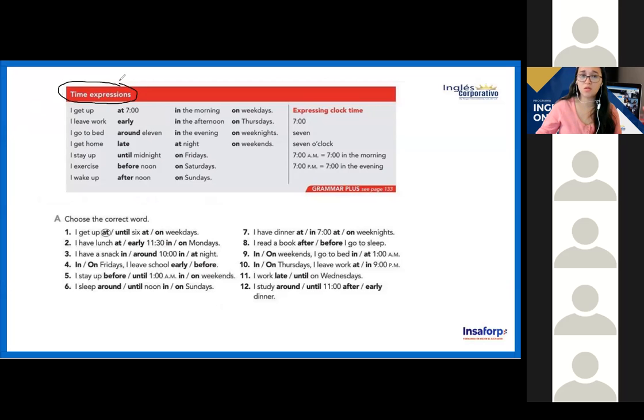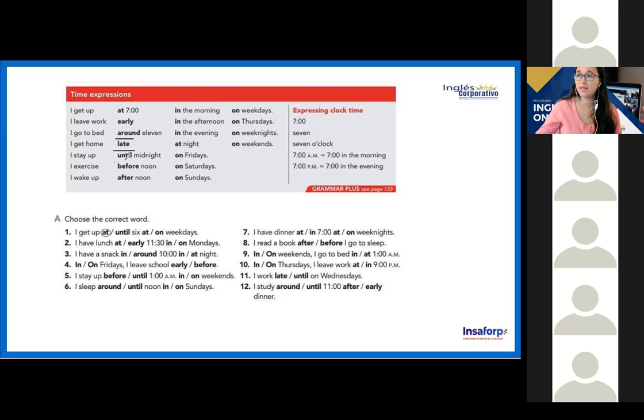Time expressions que utilizamos that we use in the simple present. So we have, for example, at, que lo vamos a utilizar with time, right? Time. Lo tenemos early, temprano, early. Vamos a utilizarlo with in, early in the afternoon, early in the morning, early in the evening. Then we have, for example, around, alrededor de, right, o cerca de las 11. And then we have late.